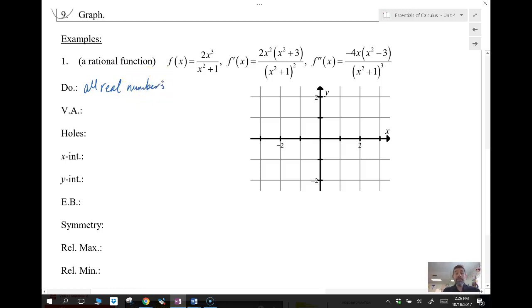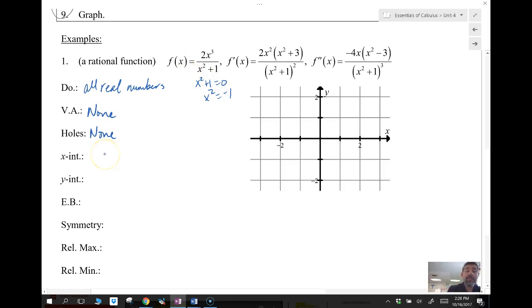Our vertical asymptotes. Well, again, if we set x squared plus 1 equal to 0, we really can't solve that for x squared, at least not in the real plane, so there are no vertical asymptotes. Are there any holes? No, not in this case. Same thing. We don't have anything canceling out, right? We would need to see factors cancel out. You'll see that in another example that I do.